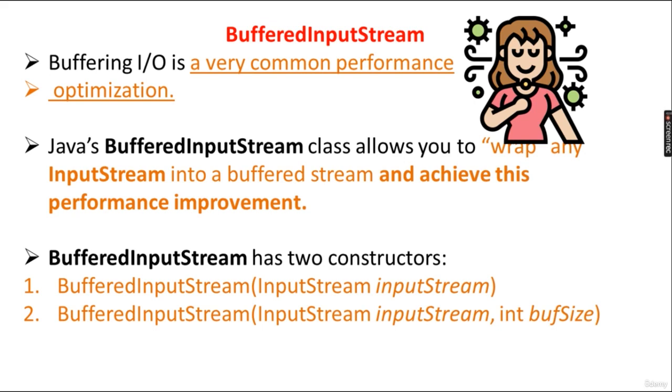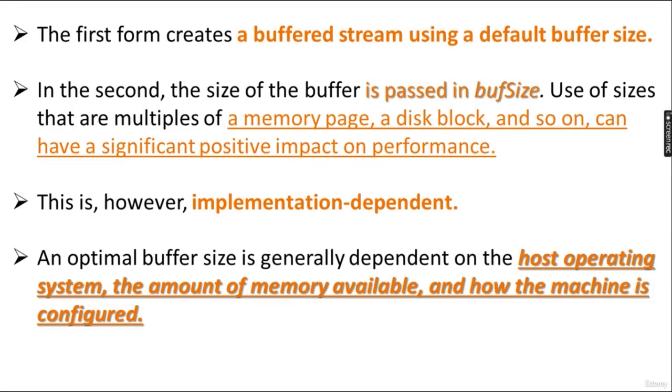Buffering input-output is a very common performance optimization, so that your time is reduced and your performance is increased. Java's BufferedInputStream class allows you to wrap an input stream into a buffered stream and achieve that performance improvement. Two constructors are there: BufferedInputStream(InputStream) and BufferedInputStream(InputStream, int bufSize). The first has the input stream object and the second has the input stream and buffer size. The first form creates a buffered stream using a default buffer size, typically 32 bytes. In the second, the size of the buffer is passed in bufSize.